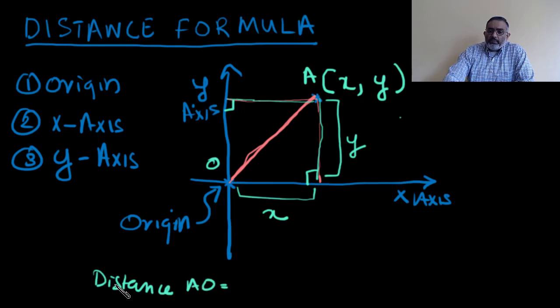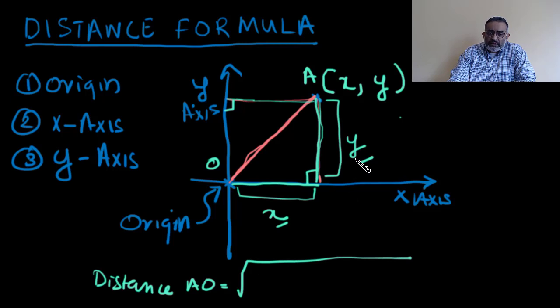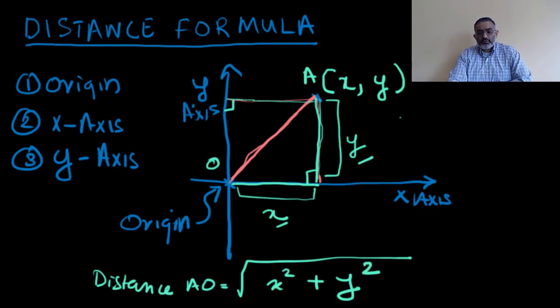AO. How do we think about this AO? Let's imagine this right triangle right here. AO is the hypotenuse of this right triangle. So using the Pythagoras theorem, we can apply this x and this y to calculate the distance AO. So distance AO is the square root of this distance x squared plus this distance y squared. So this is x and this is y. So the square root of x squared plus y squared is the distance of point A to the origin.